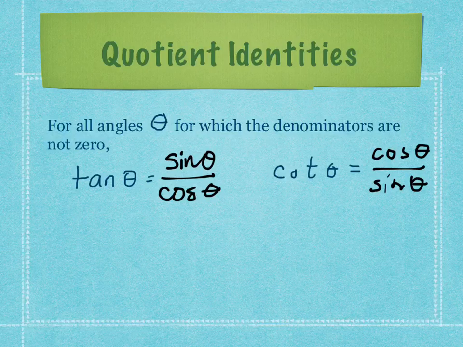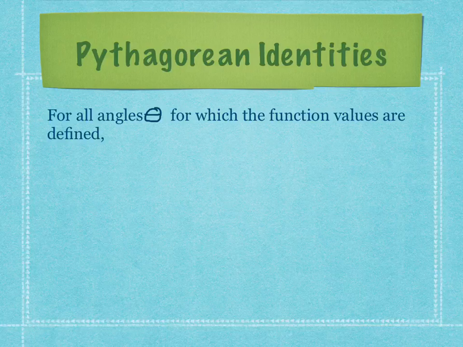And again, these work for all angles in the domain. That is, you notice the notation here that says the denominators are not 0. In other words, those locations where cosine or sine actually have 0 as their output value, it's not going to work here because I can't divide by 0. There's also some Pythagorean identities.